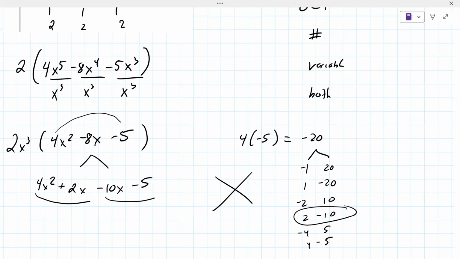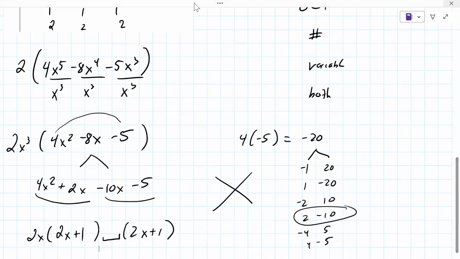But is this the final answer? Nope. There's a lot more to do. Oh, okay. So what is common between the 4x squared and the 2x? What's the GCF? 2x. So you're again dividing and sliding. This becomes 2x plus 1, and then you put that in parentheses here. What goes here such that when you multiply in, you get back to the previous line?